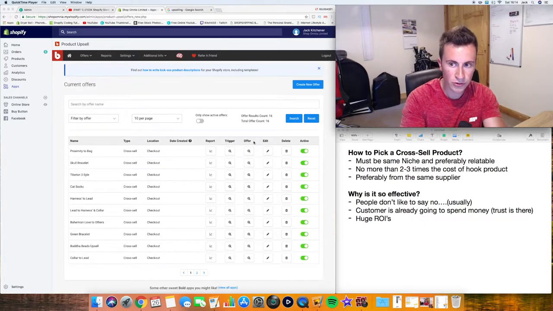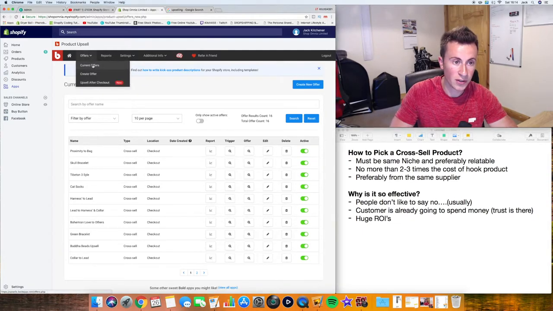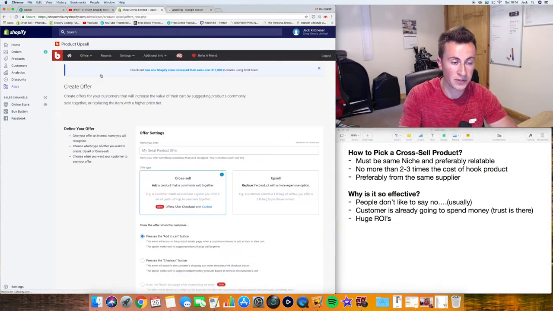So how do you create a cross-sell offer then? Once you've installed the app, which is called Product Upsell, what we're going to do is head over to Offers and Create Offer. This is going to take you to the screen where you do absolutely everything you need to create your offer. It's very simple. We'll run through it one by one, and then we'll head over to my site and I'll show you the example we've just done. Once you click Save and Create Your Offer, then it goes live immediately.